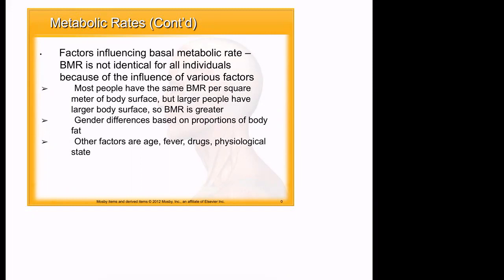Now, of course, people are going to be different. So there are things that are going to determine how much energy they're utilizing. Larger people have larger body surface, so the basal metabolic rate is greater. One thing that we also include in this is muscle. Not just body fat, but body muscle. Because body muscle requires a lot more energy all of the time.